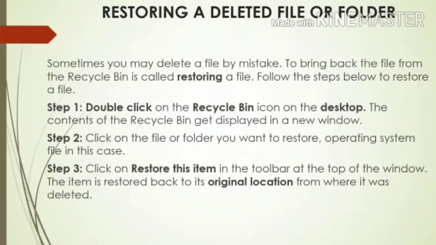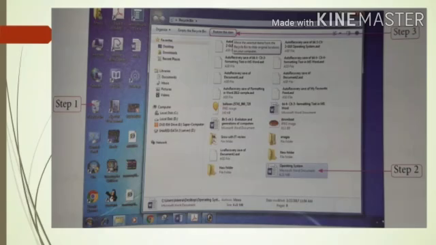Sometimes you may delete a file or folder by mistake, or you may suddenly find a need of some deleted file or folder. Then in this case you can bring it back from the Recycle Bin, and this is called restoring a file. Follow the steps below to restore a file. Step 1. Double click on the Recycle Bin icon on the desktop. The contents of the Recycle Bin get displayed in a new window. Step 2. Click on the file or folder you want to restore, operating system file in this case. Step 3. Click on Restore this item in the toolbar at the top of the window. The item is restored back to its original location from where it was deleted. See, in this given picture, you can see the Recycle Bin from where you can restore your deleted files.